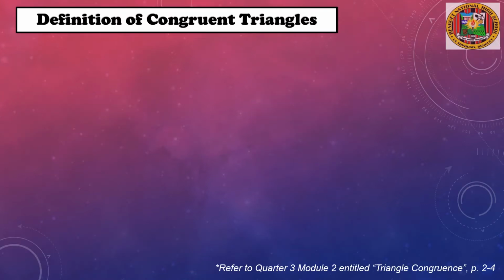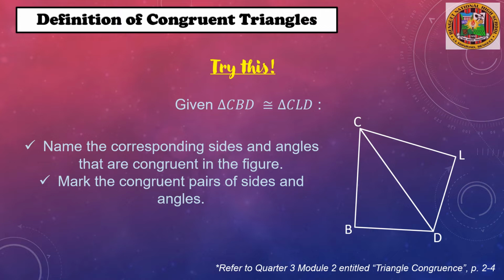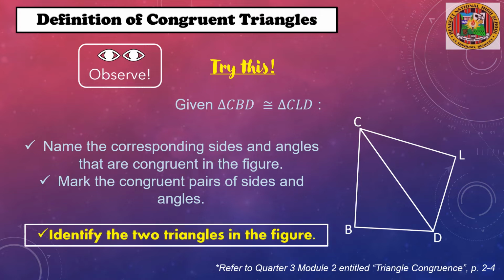Refer to your Quarter 3, Module 2 entitled Triangle Congruence for this lesson. In this example, we are given that triangle CBD is congruent to triangle CLD. We are going to name and mark corresponding congruent sides and angles in the figure. We do that by first observing the figure. To name corresponding parts, we must first identify the two triangles in the figure. We have triangle CBD and triangle CLD.